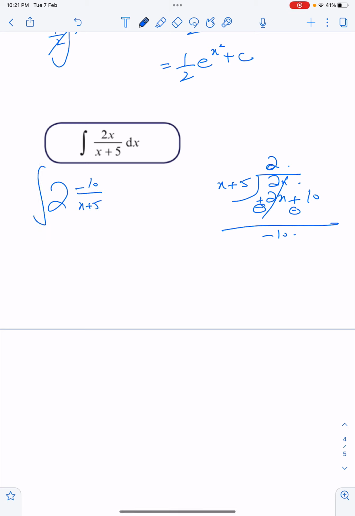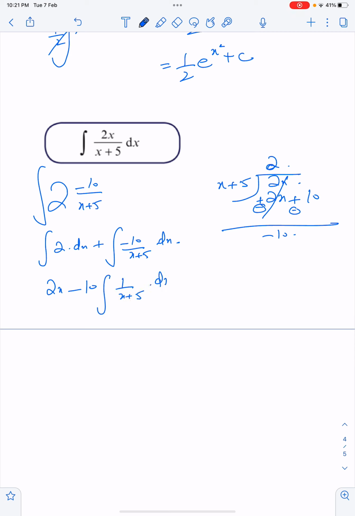Now if you're supposed to integrate this, you can separate them: integration of 2 dx, plus integration of negative 10 upon x + 5 dx. Now integration of 2 is 2x, plus, I can take out the constant outside, 1 upon x + 5 dx, so 2x minus 10. Since we know the derivative of the denominator is found in the numerator, I can write it as ln|x + 5| plus c.